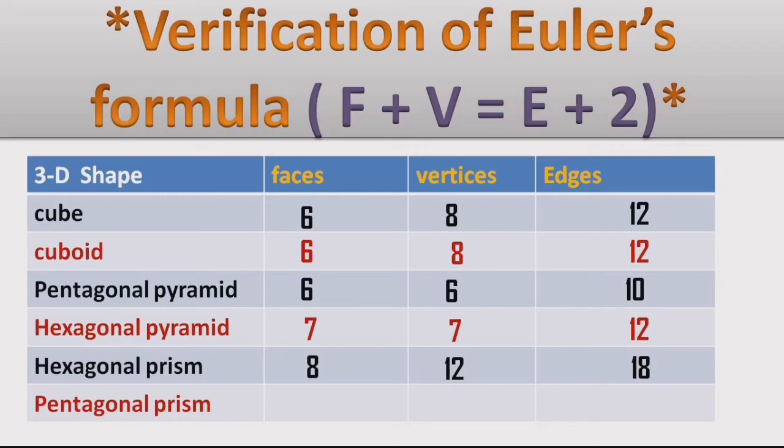Let's try to find the details for the pentagonal prism. Now again, vertices and edges are given. F plus V cannot be done because F I need to find. What is the right hand side? E plus 2. The value of E is given to me, that is 15. So add 2 to it, we get the answer 17. From that 17, I need to subtract 10 to get the answer of faces. The moment I subtract, I get the answer 7, and that's the final answer for the pentagonal prism.